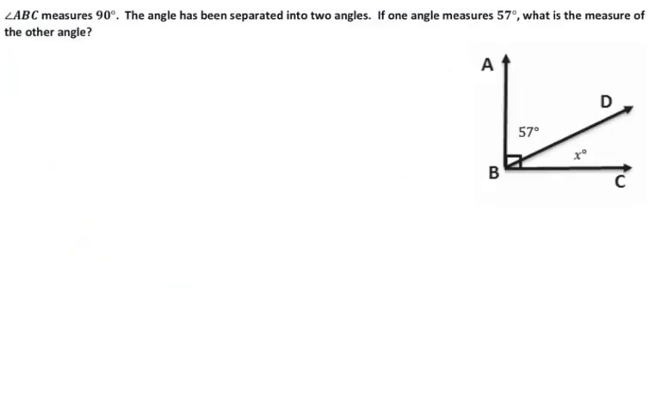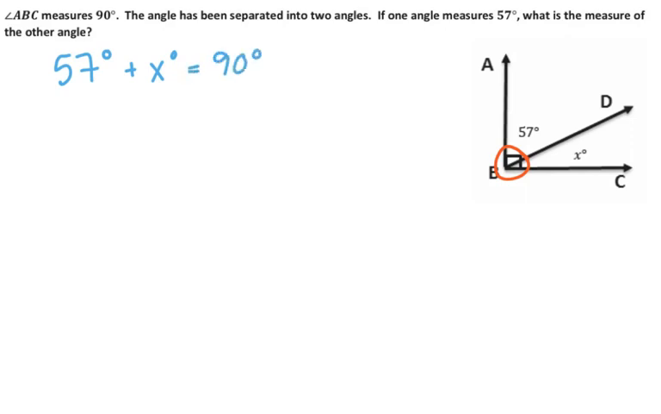Our first one says that angle ABC measures 90 degrees. We also know this because if you look at the picture, it has that little square in the corner. And the angle has been separated into 2 angles. If one angle measures 57 degrees, what is the measure of the other angle? So we know that the total has to be 90. So we can set up an equation. And to get to 90, we have to add both of the smaller angles together. So we're going to have 57 degrees plus x degrees is equal to 90 degrees.